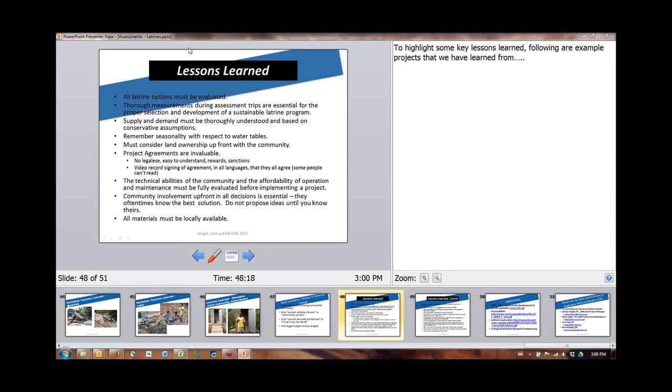Technical abilities of the community. Look at this. This is incredibly important. The more you can use them, the better.